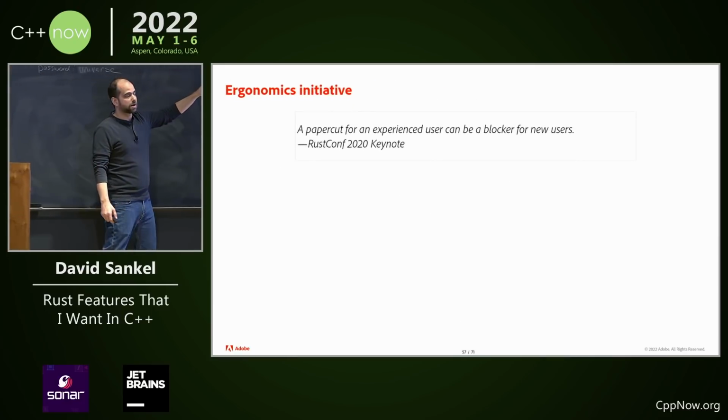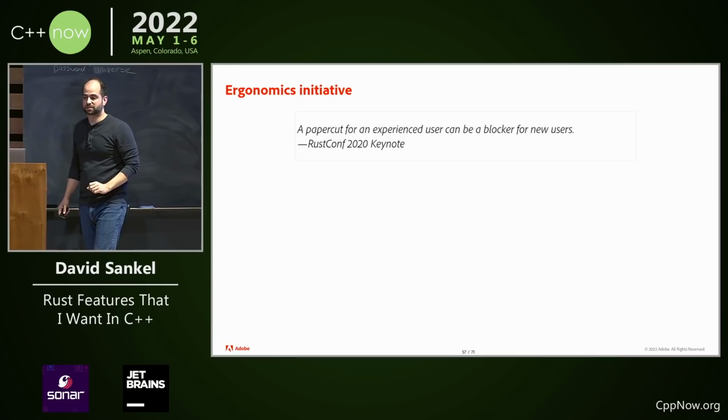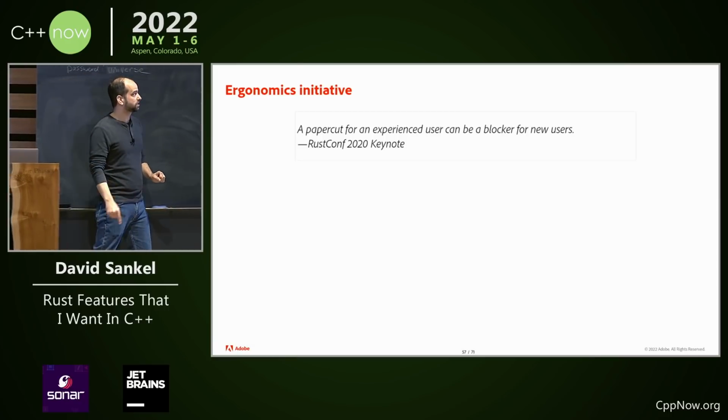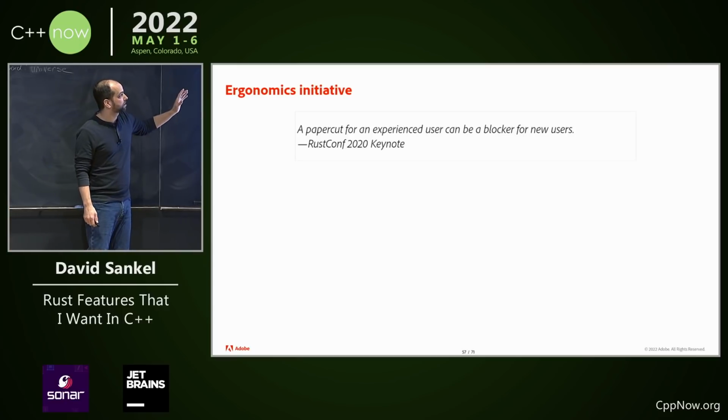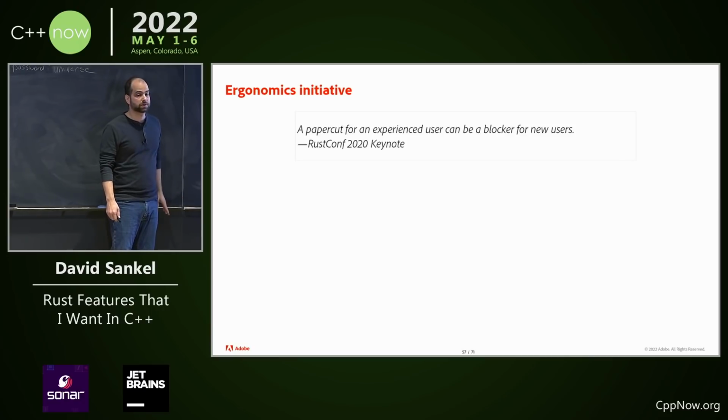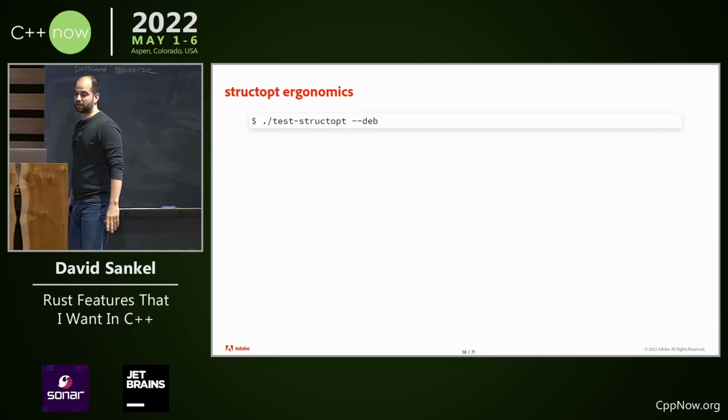But one of the things that came out of it is this ergonomics initiative in Rust. And I love this quote from the RustConf 2020 keynote. I'll say it again, please watch that. They said a paper cut for an experienced user can be a blocker for a new user. It's so true. It's something important to think about.